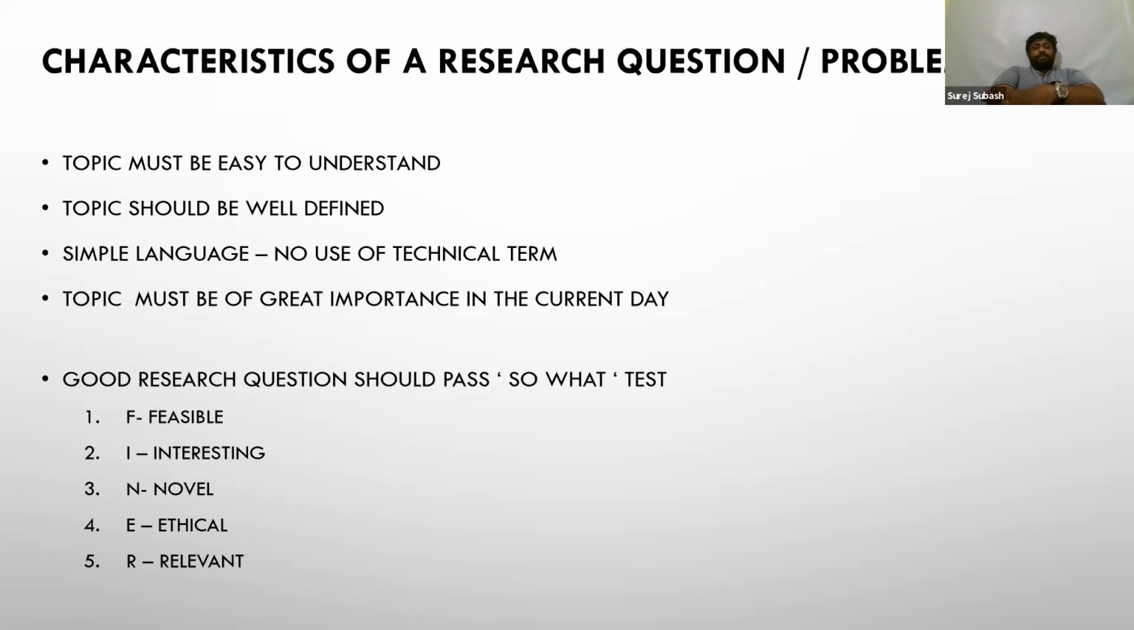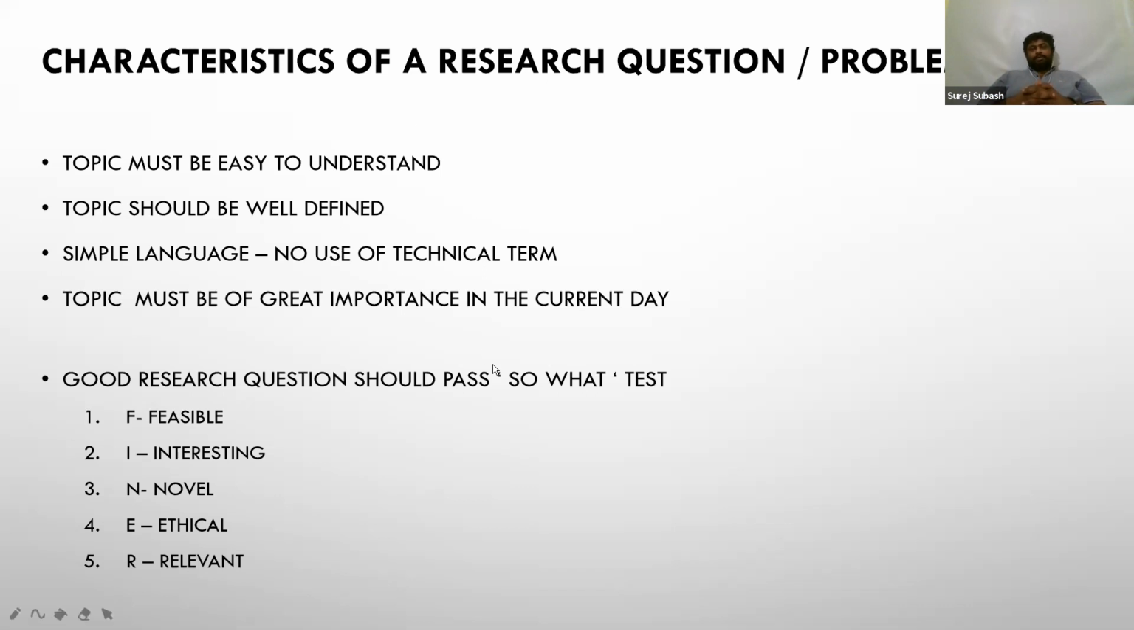That means it should be focusing on one simple issue, and it should be in specific terms, that is clinical or public health. And it is usually written in everyday language, which means simple language. There is no use of technical terms at all. If you use a lot of statistical terms or things which somebody is not able to understand, then it is not a good characteristic of a research question. And finally, the topic must be of great importance in the current day.